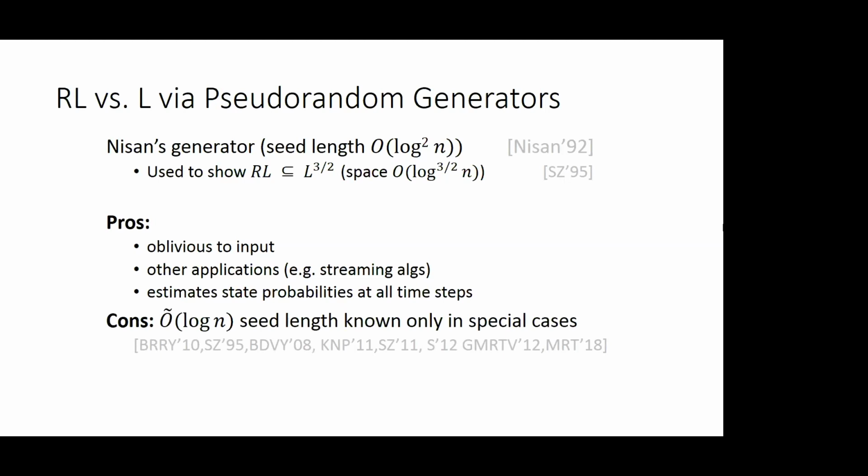The main cons of pseudo-random number generators really are just that we don't have ones that use a small enough seed length. We want something like log n seed length. That's what would get you RL equals L, or RL nearly equals L. But we only know how to get a seed length like that in a variety of different special cases.